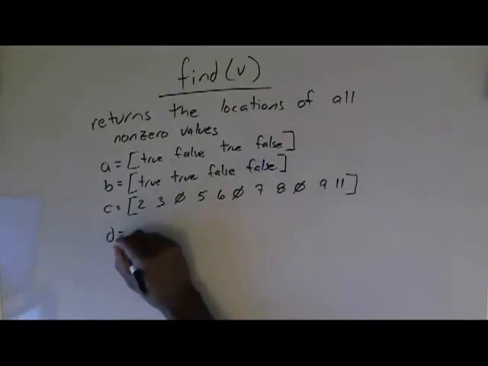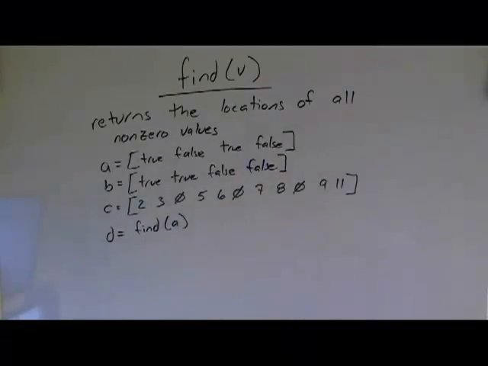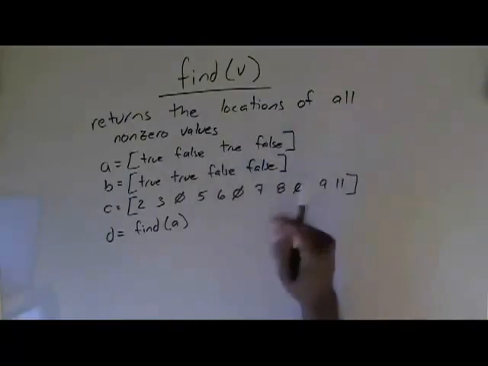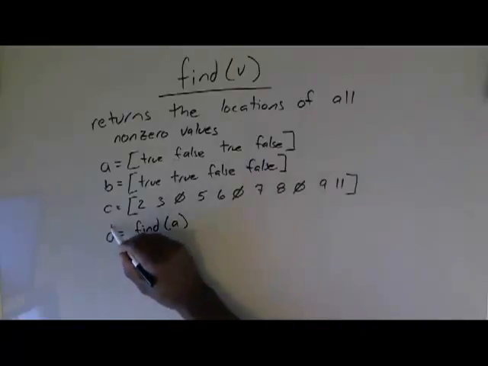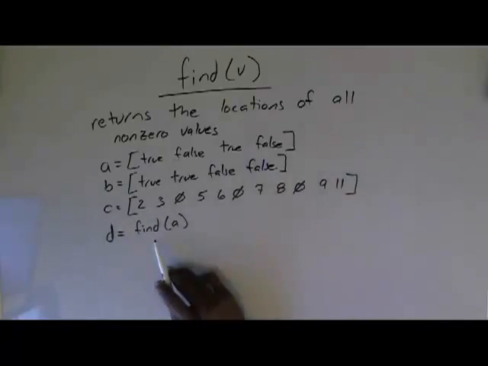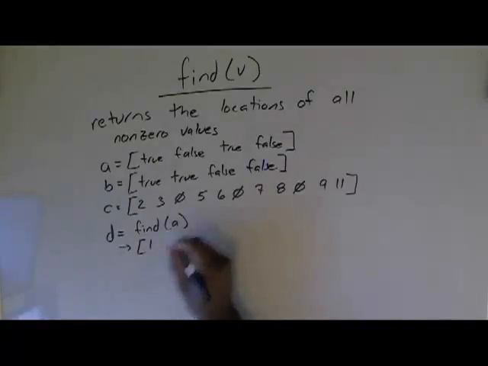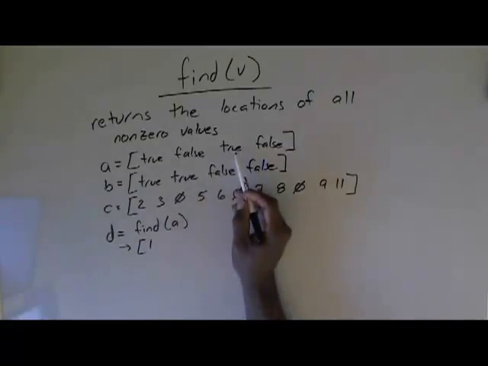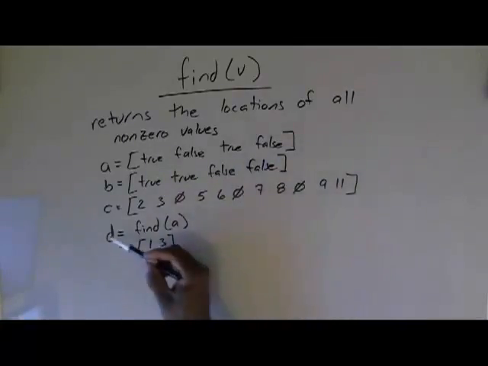Let's say D equals find A. Well, the question is, where are the non-zero values located in A? That's going to return the indices or the locations, not the non-zero values themselves, but where they are located. And it's interesting as we go forward how helpful this function is. So this is going to give us, there's a non-zero value in indice 1. There's a non-zero value at location or indice 3. So find A, when A is defined as that, is going to give us the vector 1, 3. So D becomes the vector 1, 3.